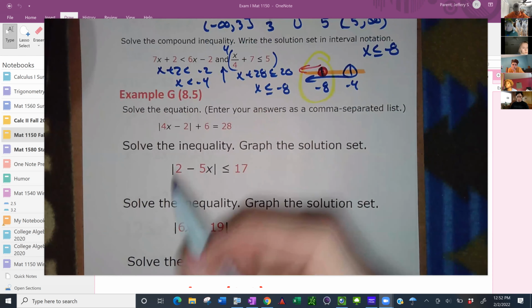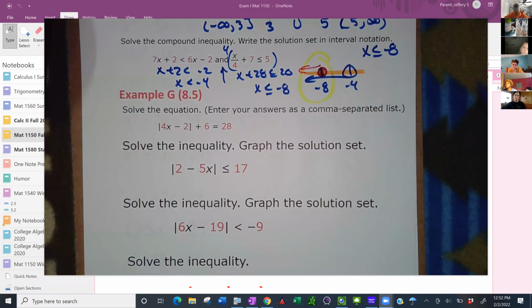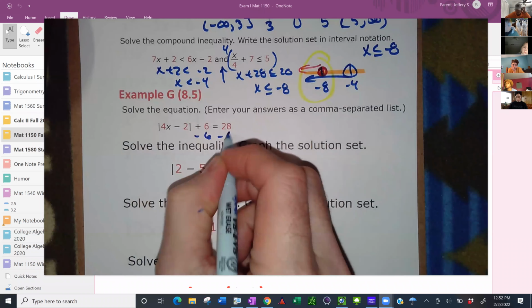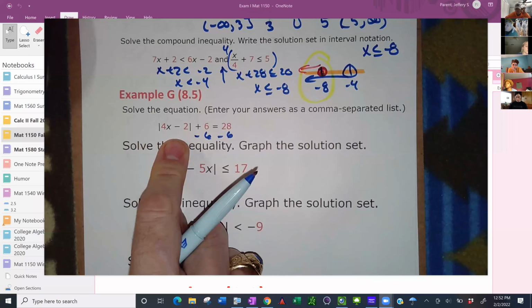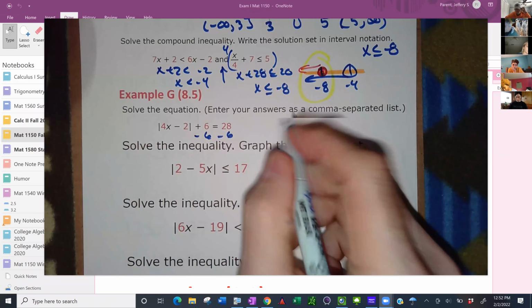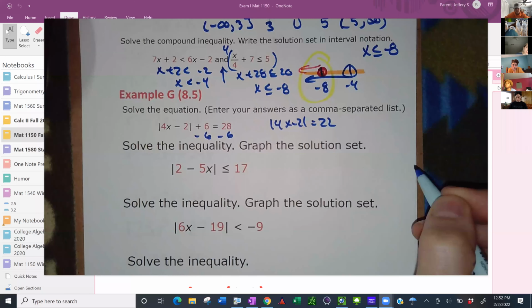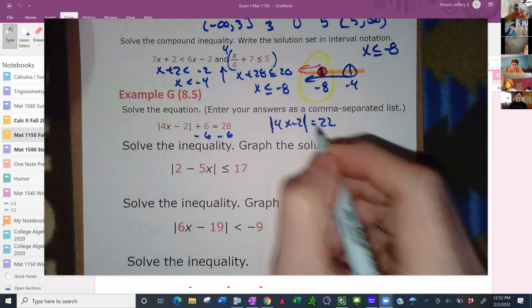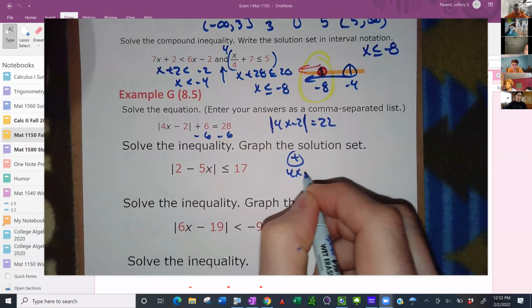For absolute value problems, you should always be looking for 2 answers. You might not find them, but you should always look for 2 answers. Before you start looking for 2 answers, get the absolute value by itself. So subtract 6 from both sides, and that gives you the absolute value of 4x minus 2 is equal to 22. And then you're going to do your positive and negative stuff. So the positive case, it'd be 4x minus 2 equals 22.